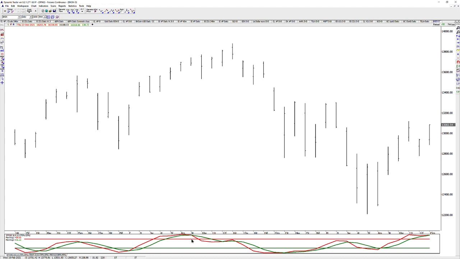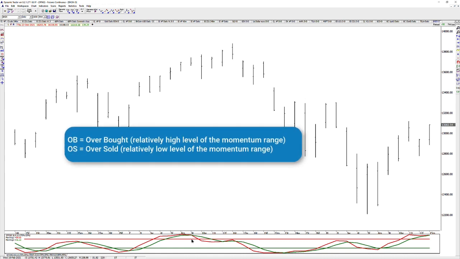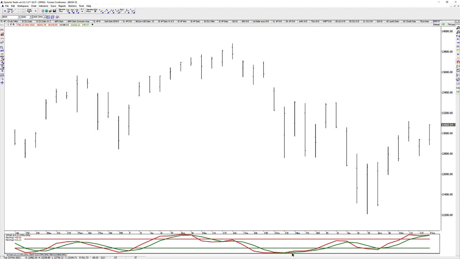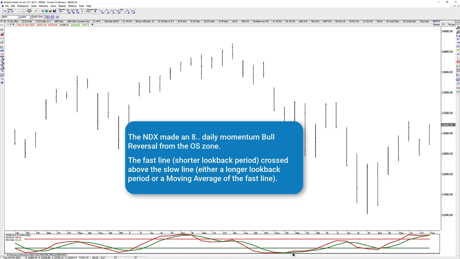And because in this case, for instance, this bear reversal on this daily momentum was made in the overbought zone, we would say that this market made a daily momentum bear reversal in the overbought zone. And then let's follow this line further down, and at this point in time, right where this bar is, this market made a daily momentum bull reversal from the oversold zone. And it made a bull reversal because the fast line traded and closed above the slow line.